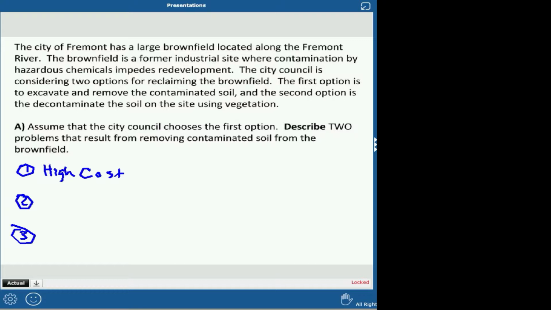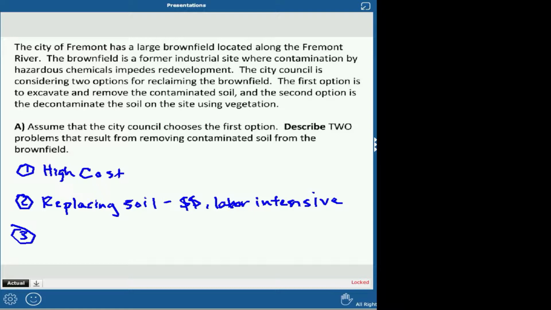Yeah, exactly. They'll have to replace the soil with new soil. That's huge, right? So replacing the soil, they've got to buy that soil somewhere. That's going to be expensive. It's going to be labor intensive, right? So that's a huge cost or a huge problem.